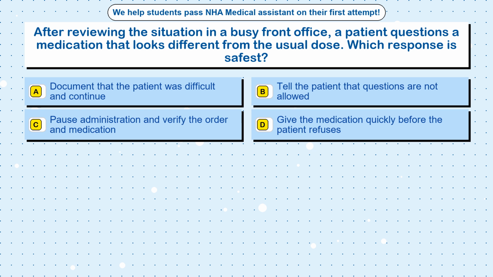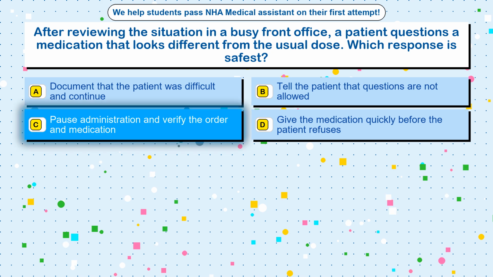Question 75. After reviewing the situation in a busy front office, a patient questions a medication that looks different from the usual dose. Which response is safest? Option A, document that the patient was difficult and continue. Option B, tell the patient that questions are not allowed. Option C, pause administration and verify the order and medication. Option D, give the medication quickly before the patient refuses.